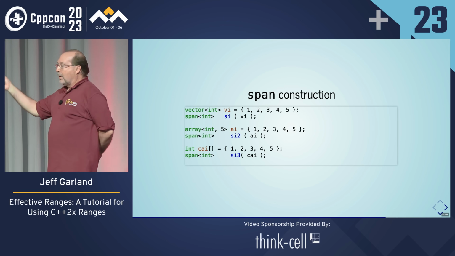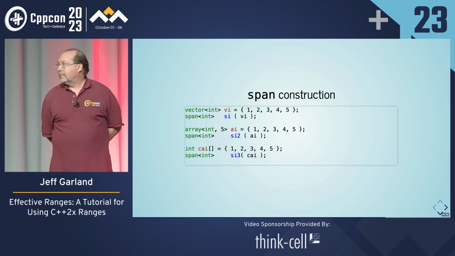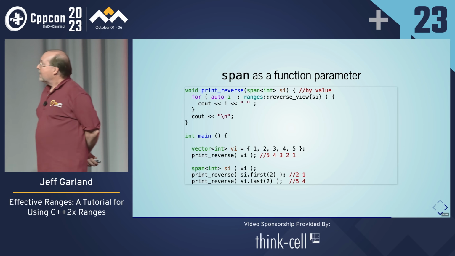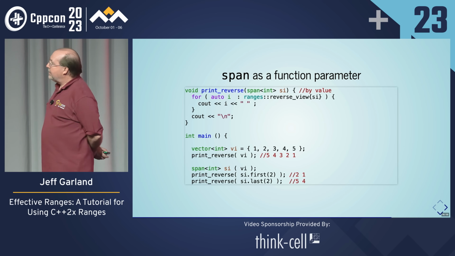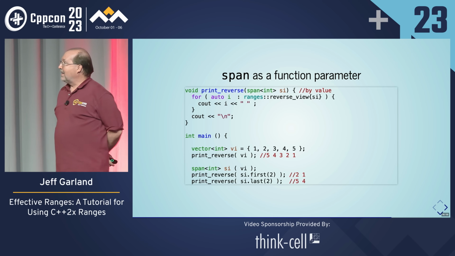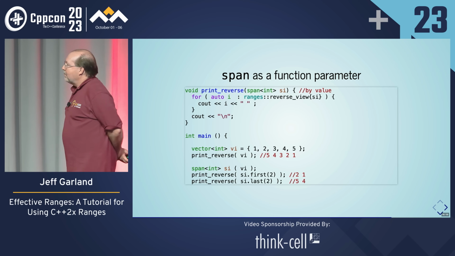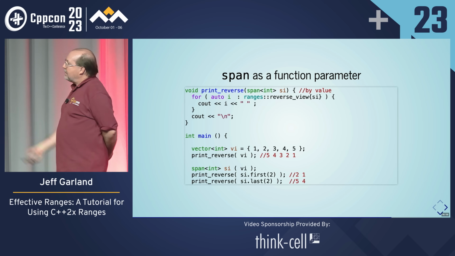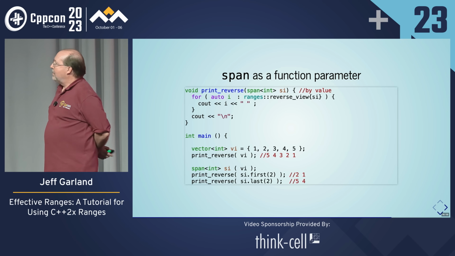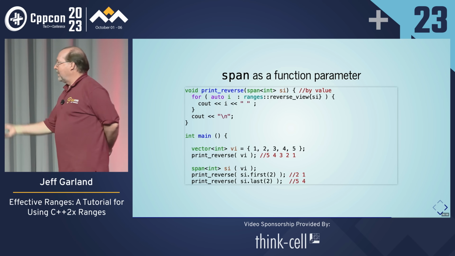But span also can work with array. It can also work with C-array. It automatically deduces the size of that C-array, by the way. So if I write this function at the top, print reverse, which I don't really need to write because I can just do it with a reverse view, but okay. Span of int, I pass that by value, and I can reverse the view internally, and that's it. It just does what it's supposed to do.